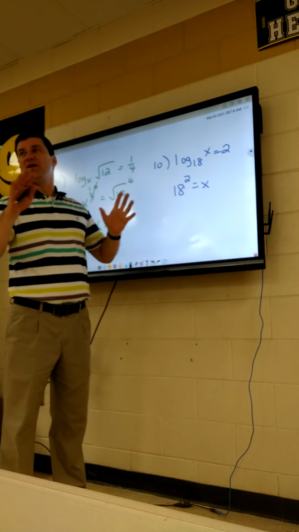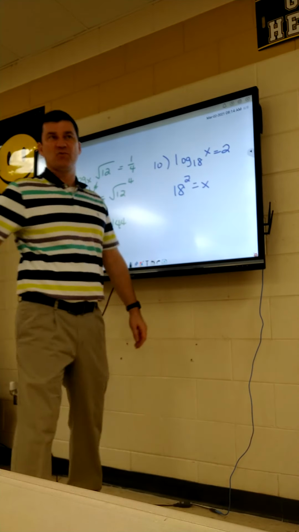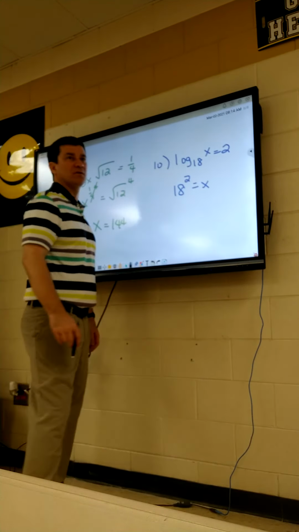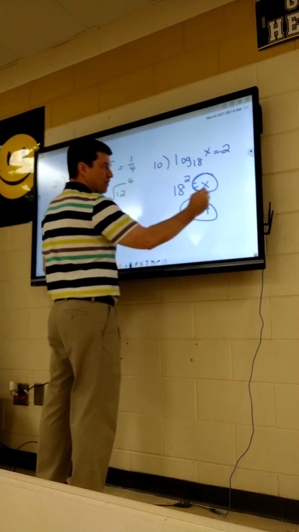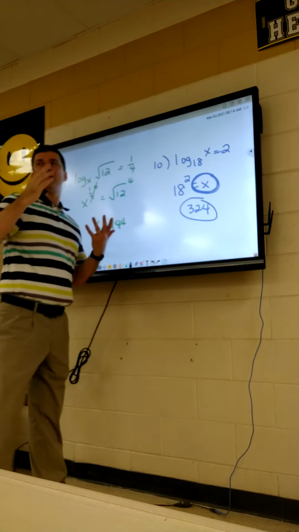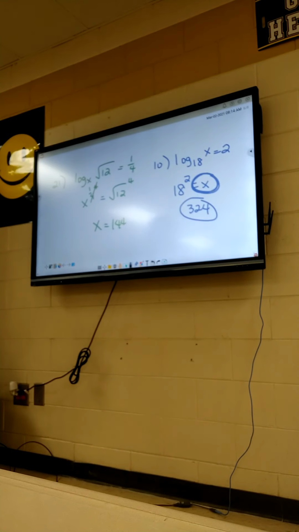We don't have to move anything. I can just straight type in 18 squared, and I don't know what that is. Somebody do that for me. So the answer is 324. So when y'all get x all by itself, it's just a straight type it in. So those are the easiest ones on the sheet.